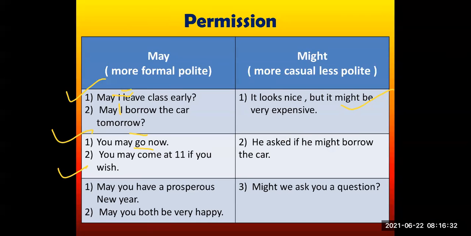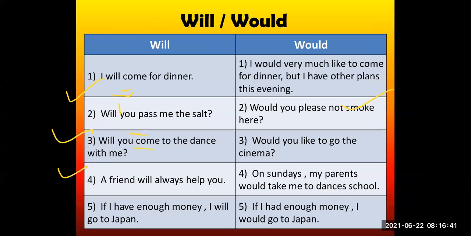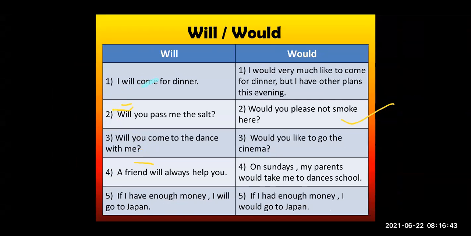Let's see the next modal auxiliary, will and would. Now, when we are using will and would, see, will and would are used in four different ways. For example, first one is futurity, then request and offers, then habits and conditionals.